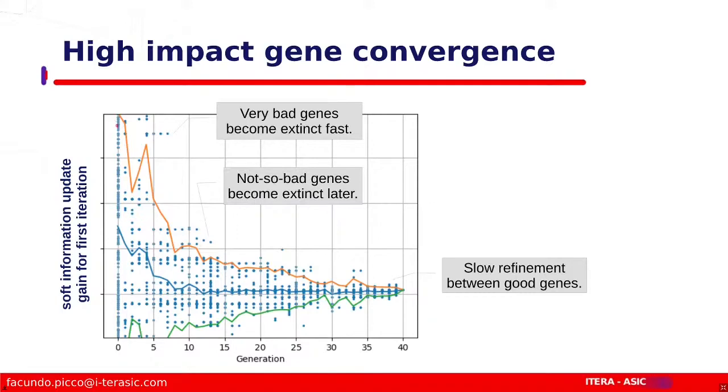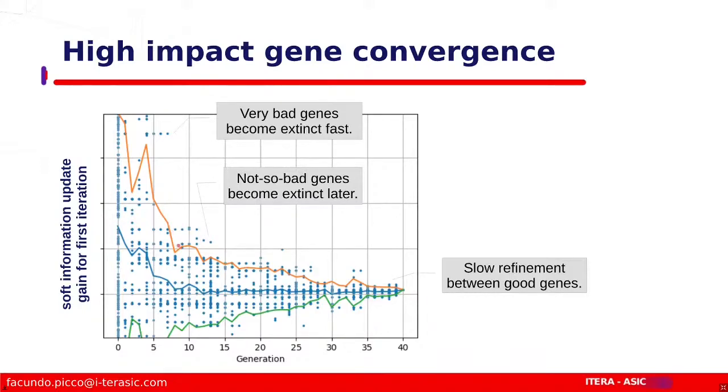And we see that originally there is basically a uniform distribution of individuals on the full dynamic range, and that quickly converged to a value that is over here. And we see that the very bad genes, so stuff very high up, is extinct very fast. So after generation number 7, there is nothing above this line.